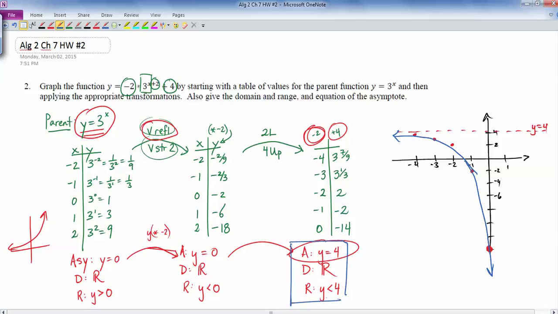Okay, the one important thing for figuring out that range using this method, make sure as soon as you see vertical reflection, instead of y being greater than something, it's going to flip over to y is less than something. And you're going to know that because of that negative sign in front. Okay. All right, I hope that helps a little bit.